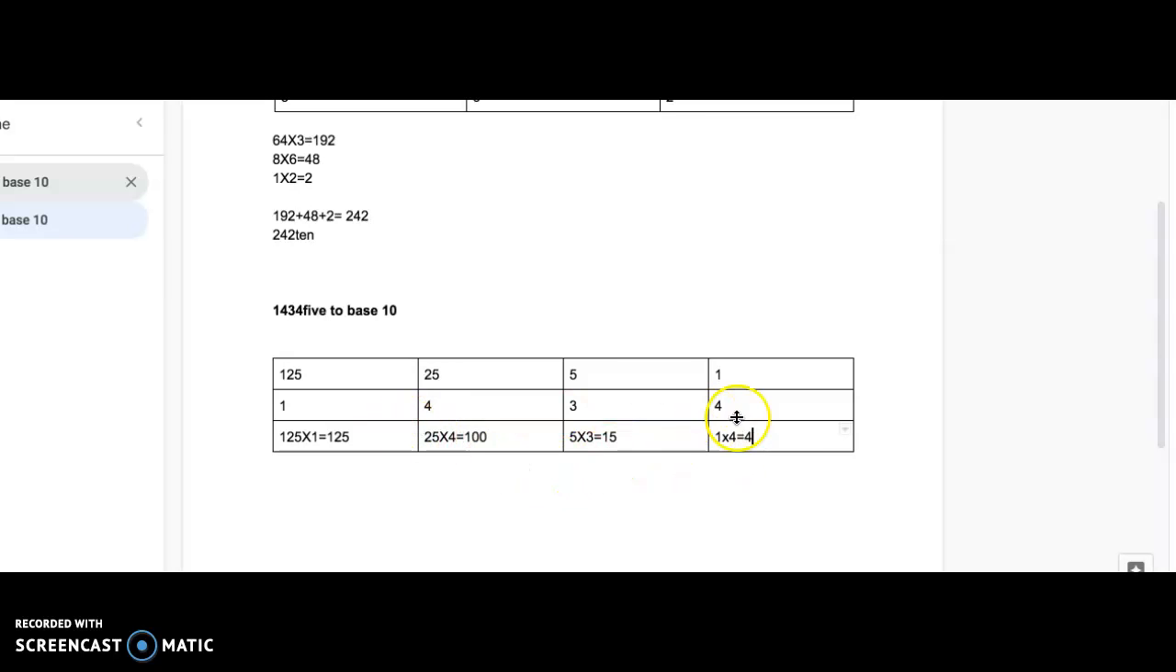Now that we have all of our products, we have to add them together. So we're going to take 125 plus 100 plus 15 plus 4. And when you add all these together, you get 244. So now we are in base 10, so our answer is 244 base 10.